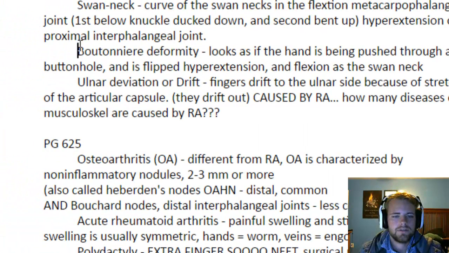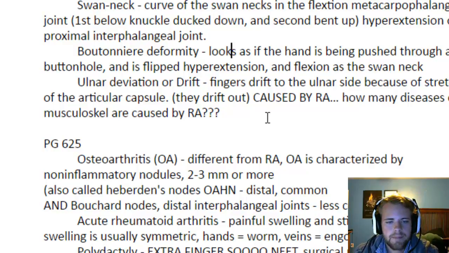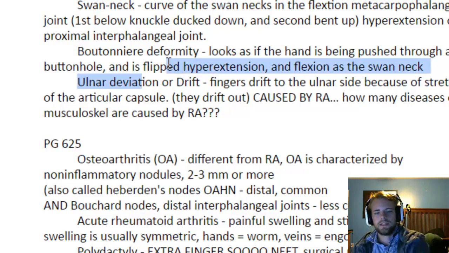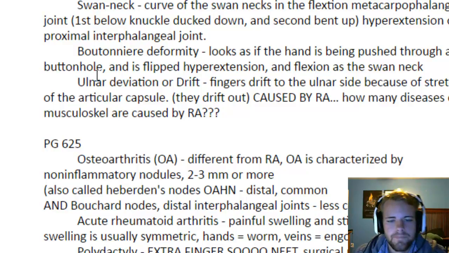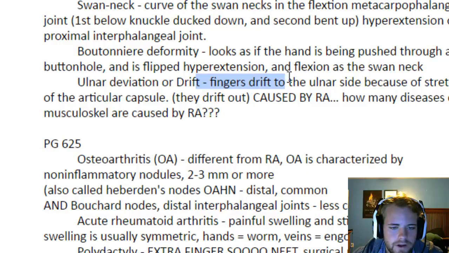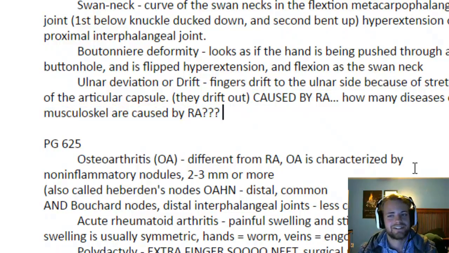And Boutonniere's deformity is similar to the swan neck because of the hyperextension and flexion of those two same joints, but it's the opposite because the opposite joints are flexed and hyperextended. It's flipped. So the ulnar deviation or drift, fingers drift to the ulnar side because of stretching of the articular capsule. They drift out, caused by rheumatoid arthritis.